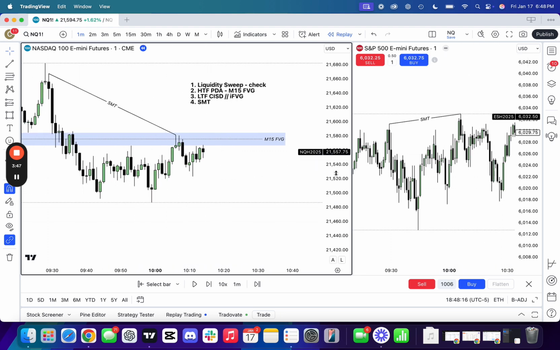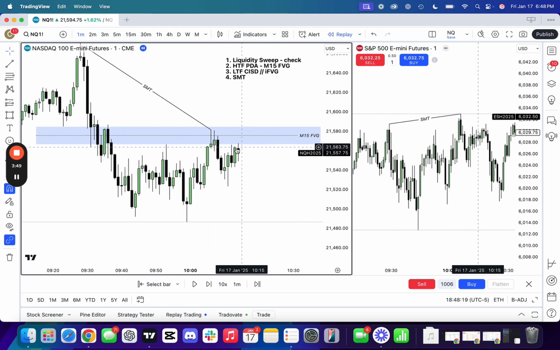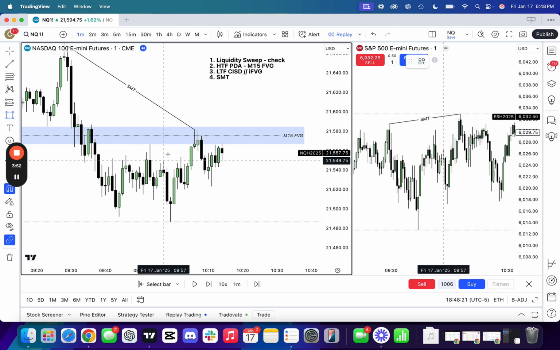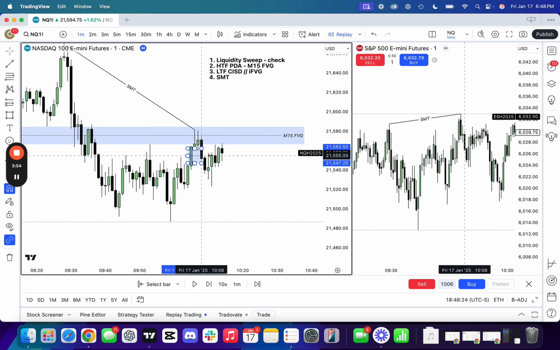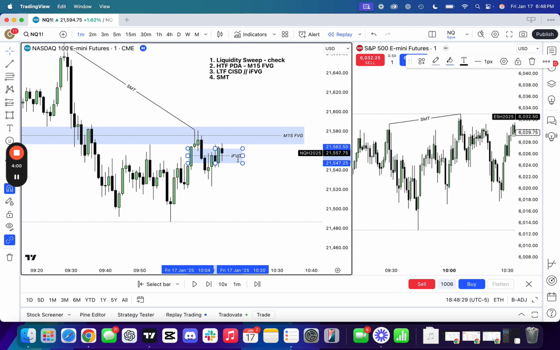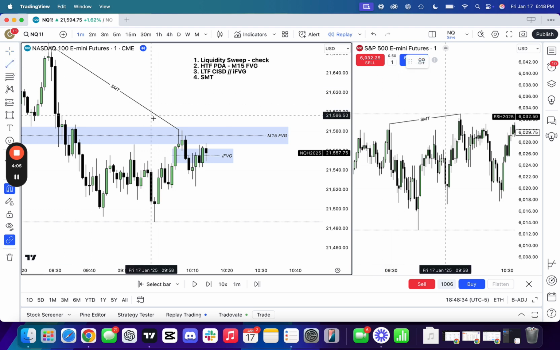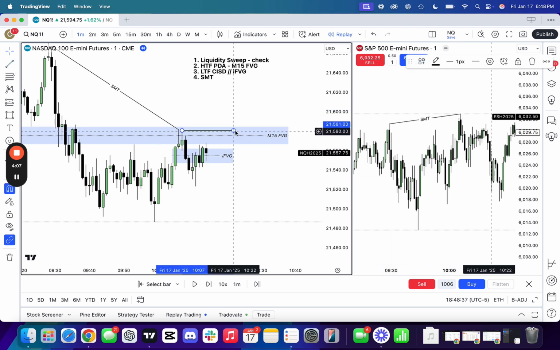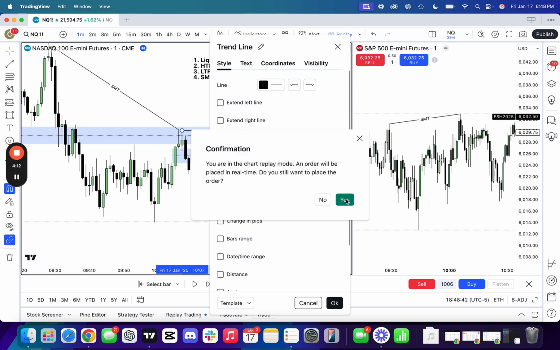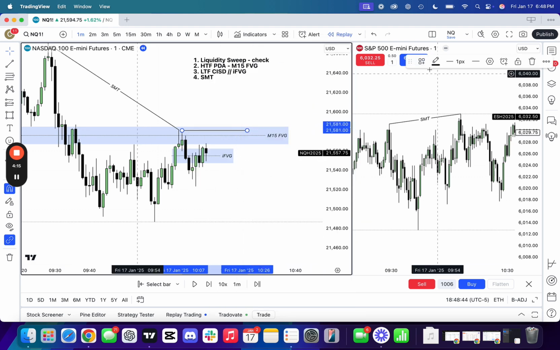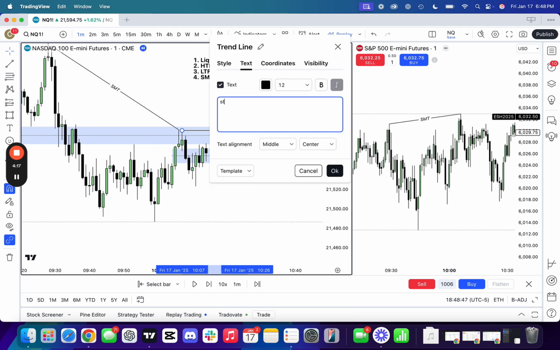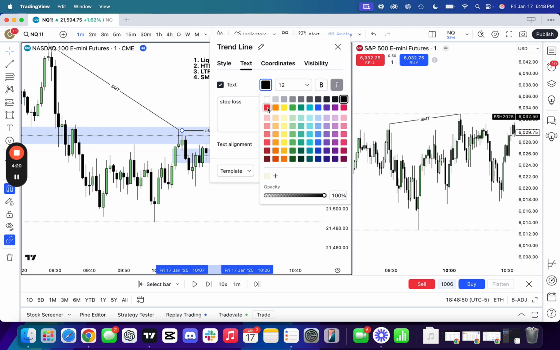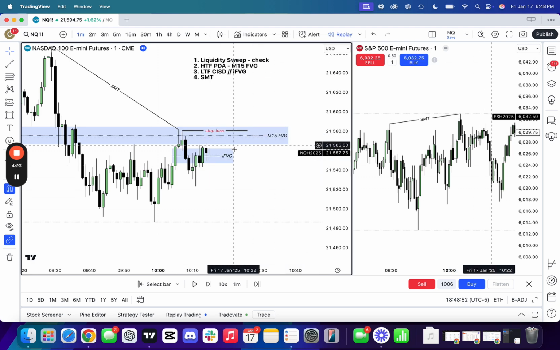Okay, I'm in the replay feature so I can replay this for you guys. We have this 1-minute fair value gap right here that got inversed by this set of down close candles. So this is an inversed fair value gap. This was a good entry right here, and my stop was at this high right here. Let me write stop loss so you guys know. Stop loss, in red. That was my stop.